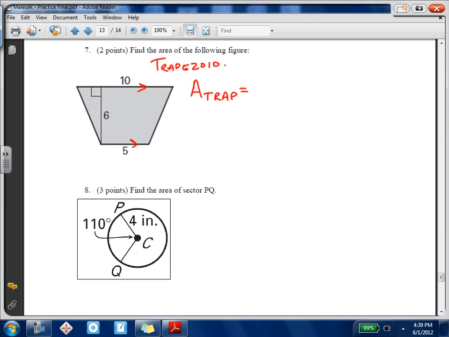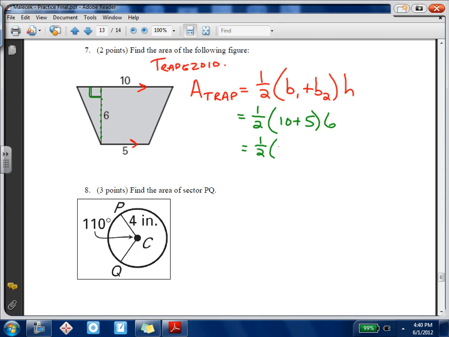The area of the trapezoid is 1/2 (B1 plus B2) times h. B1 and B2 are the two bases. H is the height. Remember that the height must always be perpendicular to the bases, which it is here. So we plug in our values. It's 1/2. B1 is 10, B2 is 5. The height is 6. So this is 1/2 times 15 times 6, which is 90.